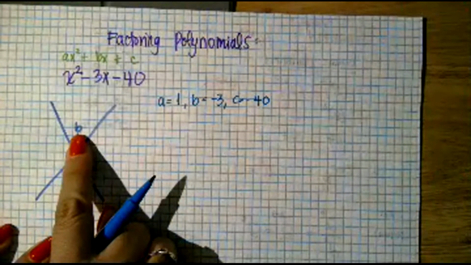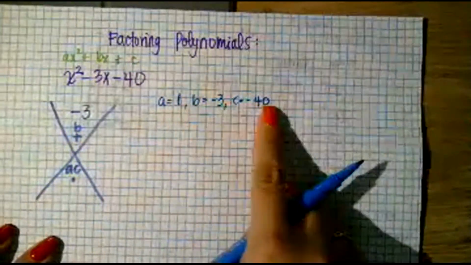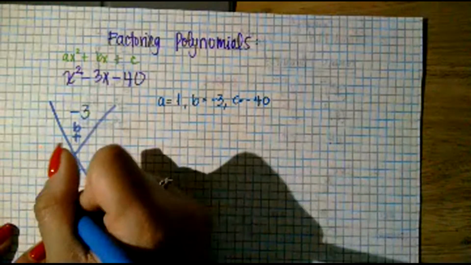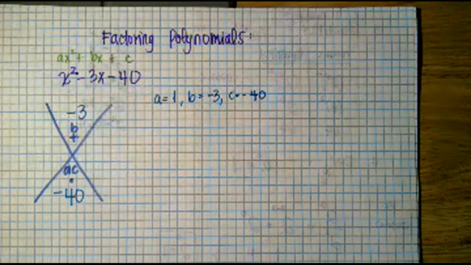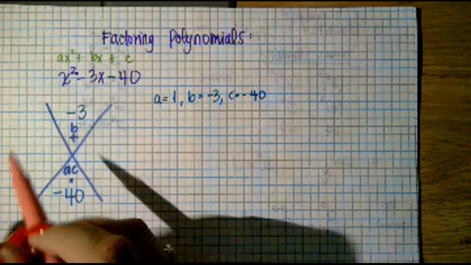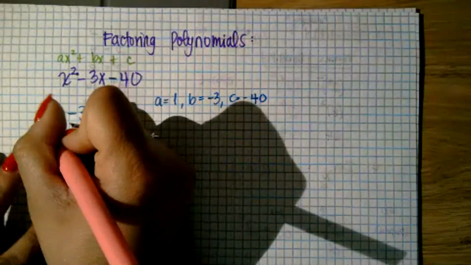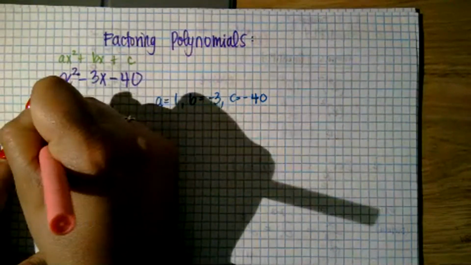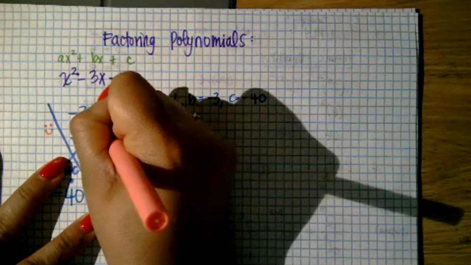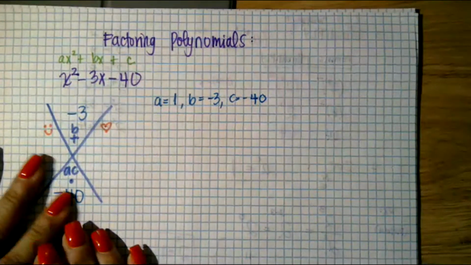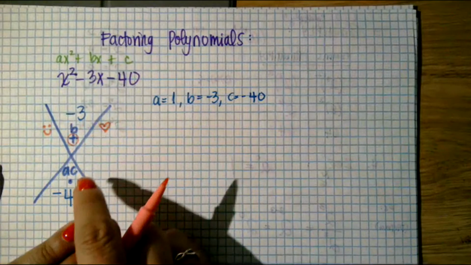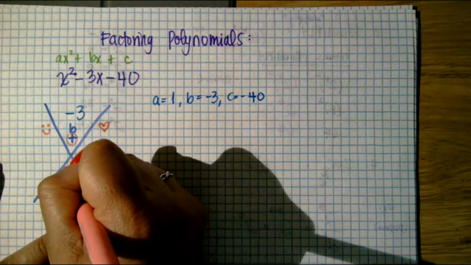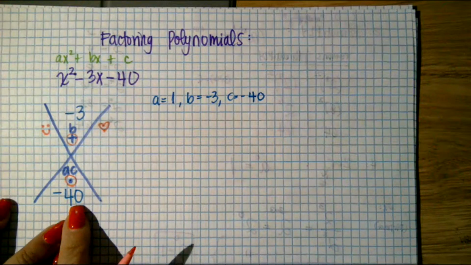So once I do that, I'm going to put my b, which is negative 3, here, and a times c, 1 times negative 40, is negative 40. Okay, so now I'm going to play a game. The game is the following. Give me two numbers. We'll call this the happy face side, and we'll call this the corazoncito side over here. These two numbers must add up to negative 3, and those same two numbers must multiply to negative 40.